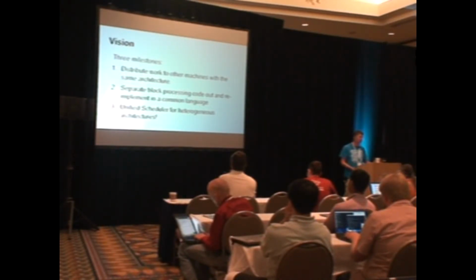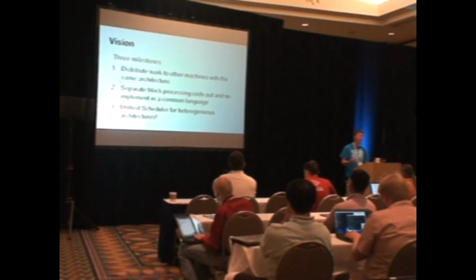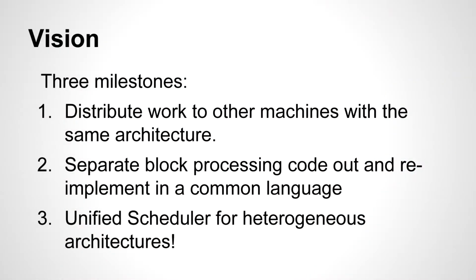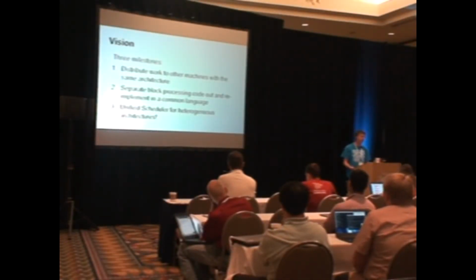So you could take another machine with the same architecture and now distribute work across it. Then you can separate the block processing code out, have a common language, and use that common language to move your algorithms into different, basically what we're trying to do is a pathway to make it easier to develop code across the DSPs versus the GPPs. And what we need is a unified scheduler. You saw that GNU Radio is scheduling threads for each block. Now we want to schedule tasks running in DSPs and run the accelerators, the fixed accelerators.